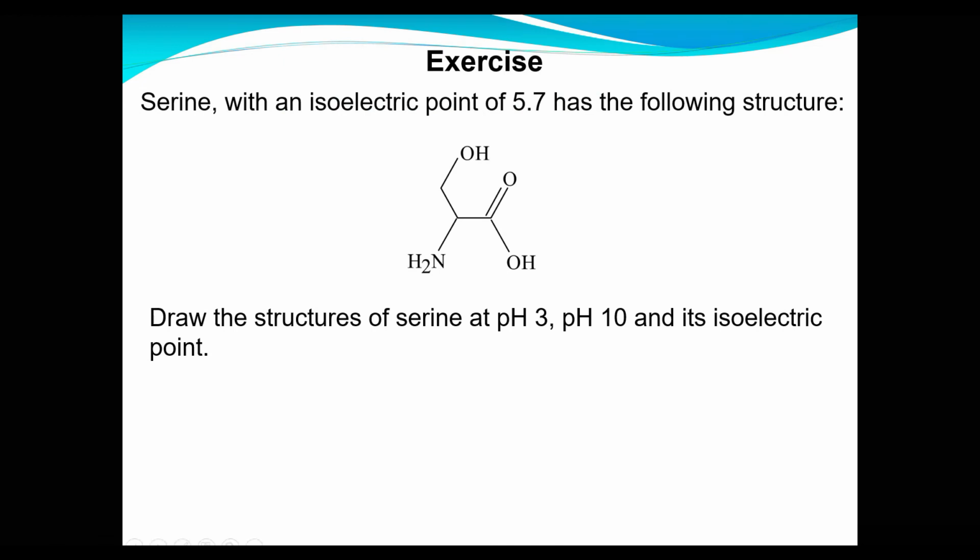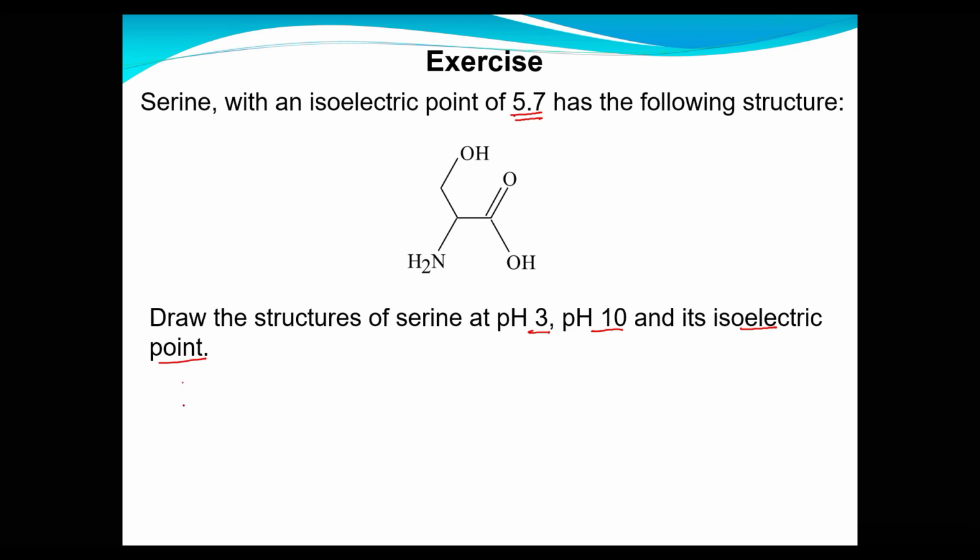In order to understand how to draw an amino acid at its isoelectric point, in a basic medium and in an acidic medium, let us look at this example. Serine with an isoelectric point of 5.7 has the following structure. Draw the structures of serine at pH 3, pH 10 and its isoelectric point.